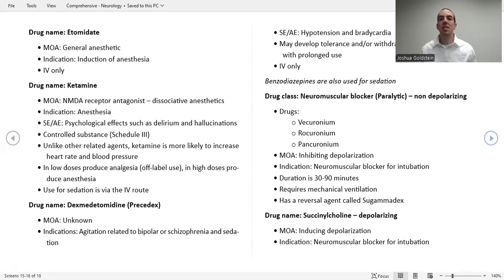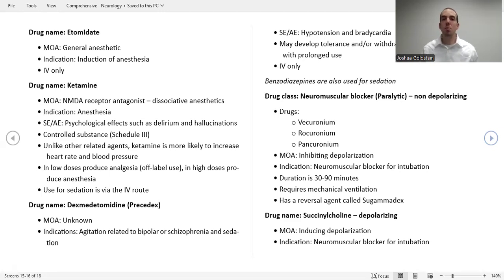The mechanism of action is that they inhibit cellular depolarization. If the cells can't depolarize, they can't move. The indication for this is to block the patient, generally for intubation, so that we can place the endotracheal tube and put them on mechanical ventilation. The duration for these is roughly 30 to 90 minutes. Some work longer than others. Vecuronium is a little bit longer than rocuronium. Again, you definitely don't need to know those details at the RN level.